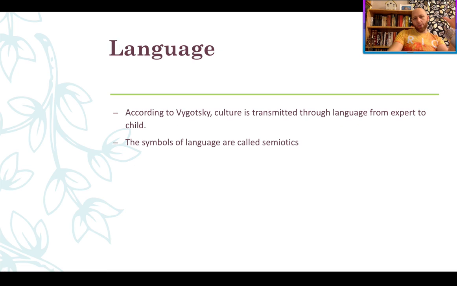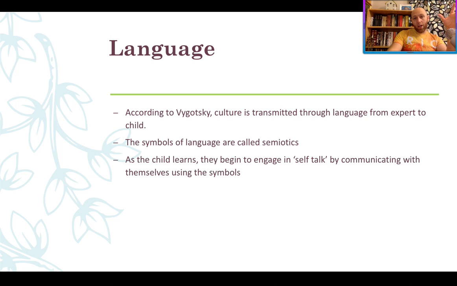Language is another important thing for Vygotsky. According to Vygotsky, culture is transmitted through language, specifically the symbols, which we call semiotics. As a child learns, they begin to engage in self-talk. So the language of the culture literally becomes the language in which a child communicates with themselves.